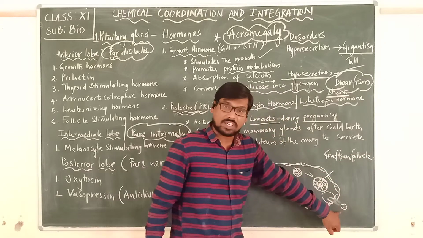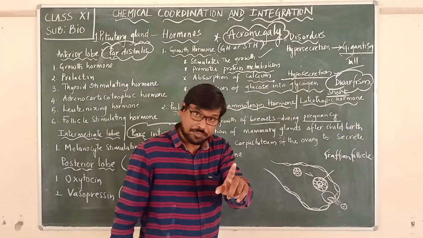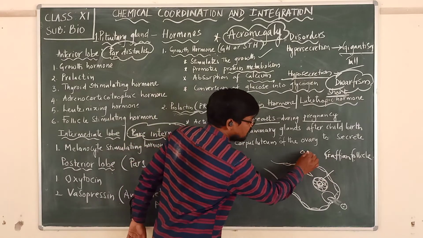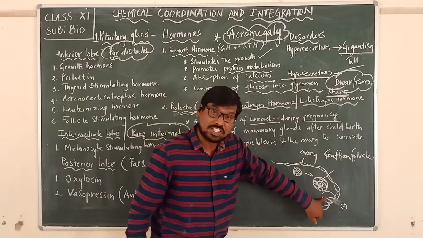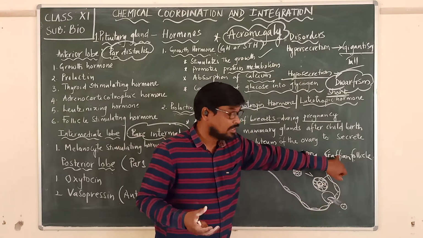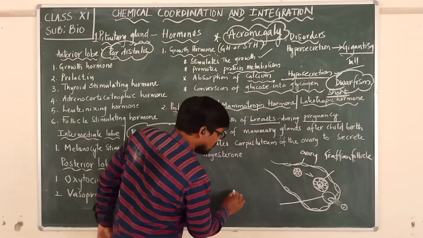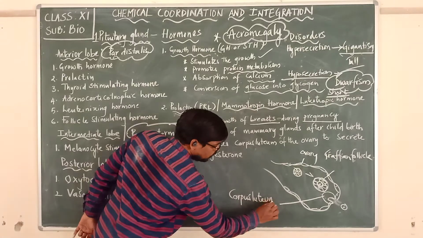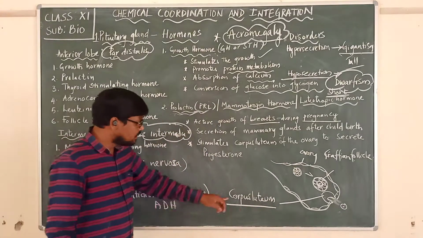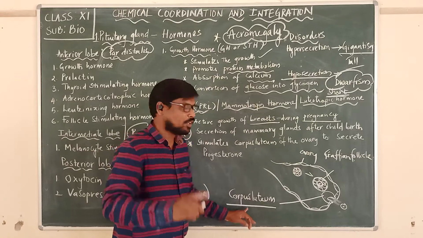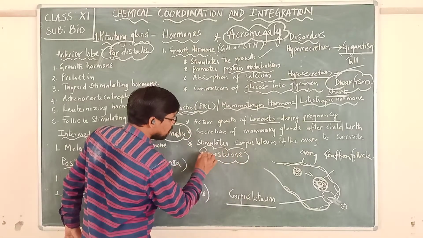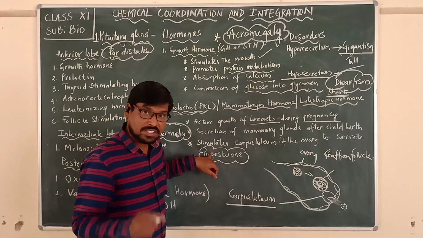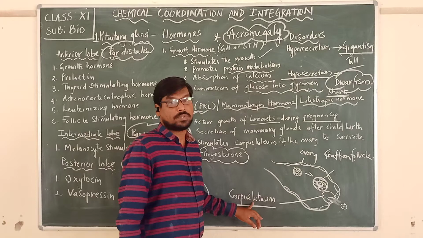So from the Graafian follicle, what is released? The egg is released. Right after the egg is released from the Graafian follicle present in the ovary, the remaining residue of the Graafian follicle is called the corpus luteum. This corpus luteum will now produce a hormone called progesterone. Progesterone is a hormone released from the corpus luteum.